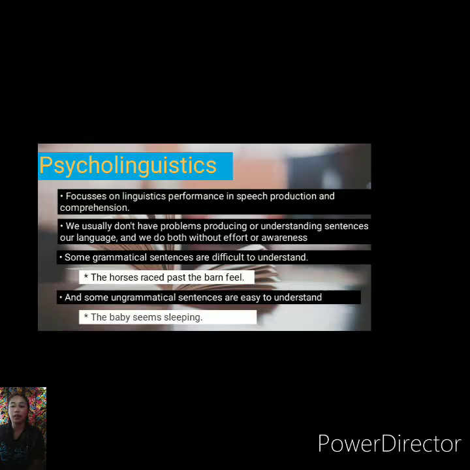First is psycholinguistics. It focuses on linguistic performance in speech production and comprehension. We usually don't have problems producing or understanding sentences in our language, and we do both without effort or awareness. Some grammatical sentences are difficult to understand, for example, "The horse raced past the barn fell." And some ungrammatical sentences are easy to understand, for example, "Is the baby seems sleeping."